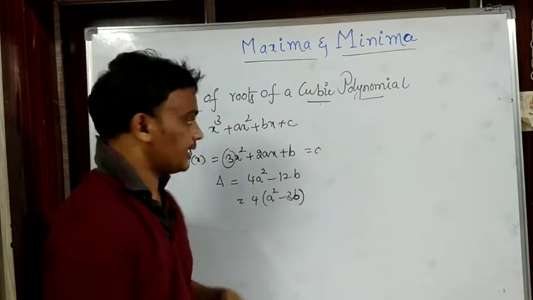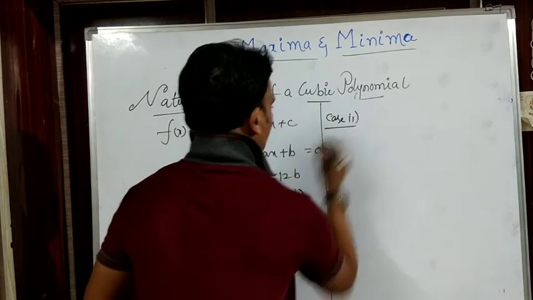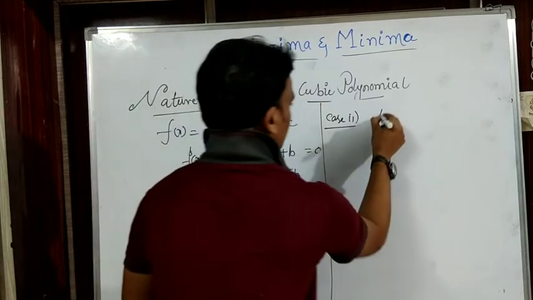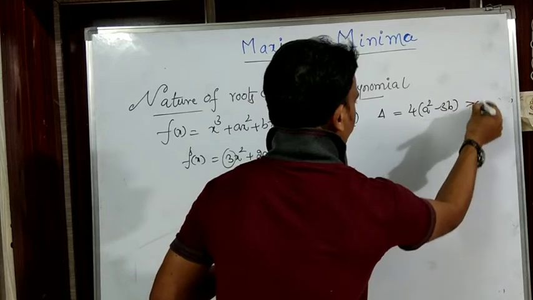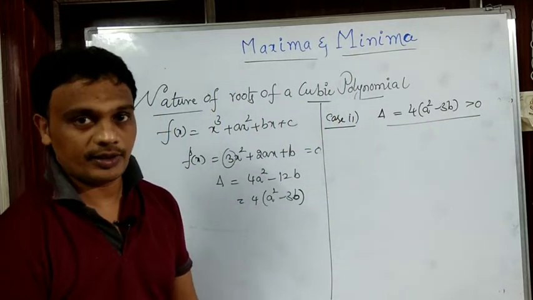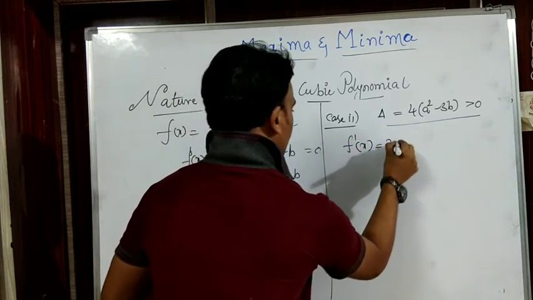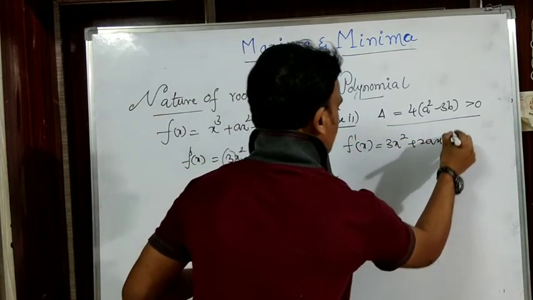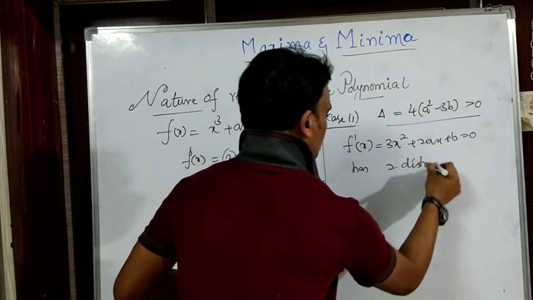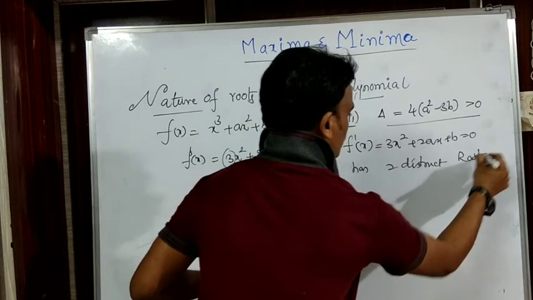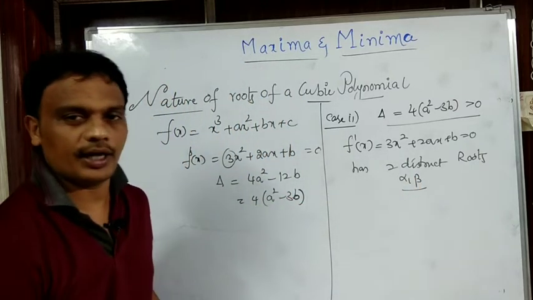Coming to the second case, case 2. The delta value 4(a² − 3b) is greater than 0. That means f'(x), which is your second degree equation 3x² + 2ax + b = 0, has two distinct roots. Am I right or not? Has two distinct roots. Let us take them as alpha and beta.